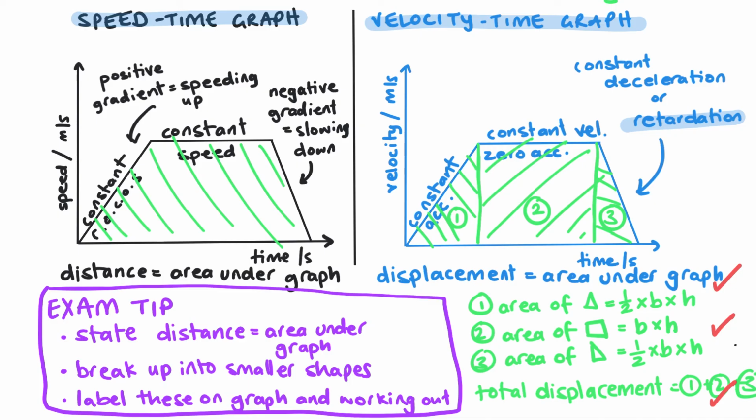Now, some trickier questions might show a velocity time graph where the velocity is negative. So we know that means that it's moving in the opposite direction. If that's the case where we're trying to work out the area underneath the graph, remember it's always between the line and the x-axis. But if you have any minus velocities, then the area between that line and the x-axis will need to be taken away from the area that's above the x-axis.